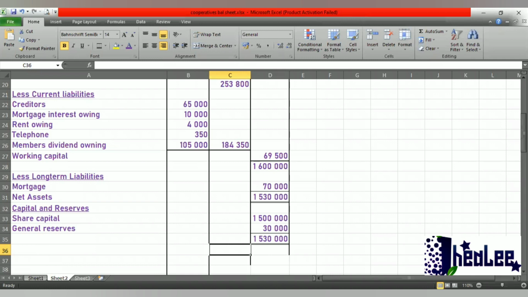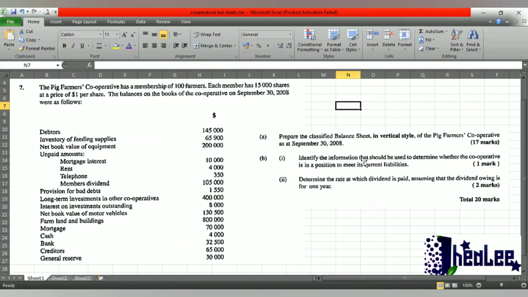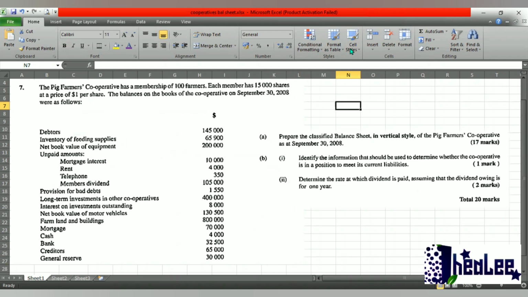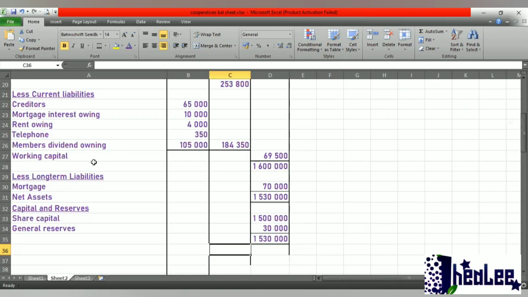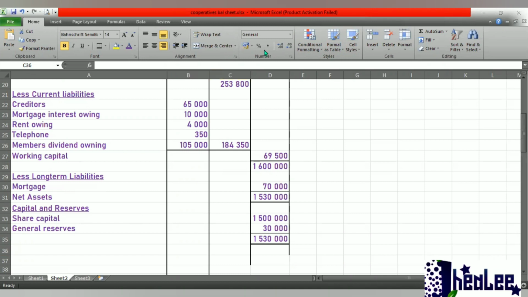So that was part A of the question. Now we're going to look at part B. And part B asks, identify the information that should be used to determine whether the cooperative is in a position to meet its current liabilities. Now, based on the question, what would determine that the cooperative is in a position to meet its current liabilities would be the working capital.